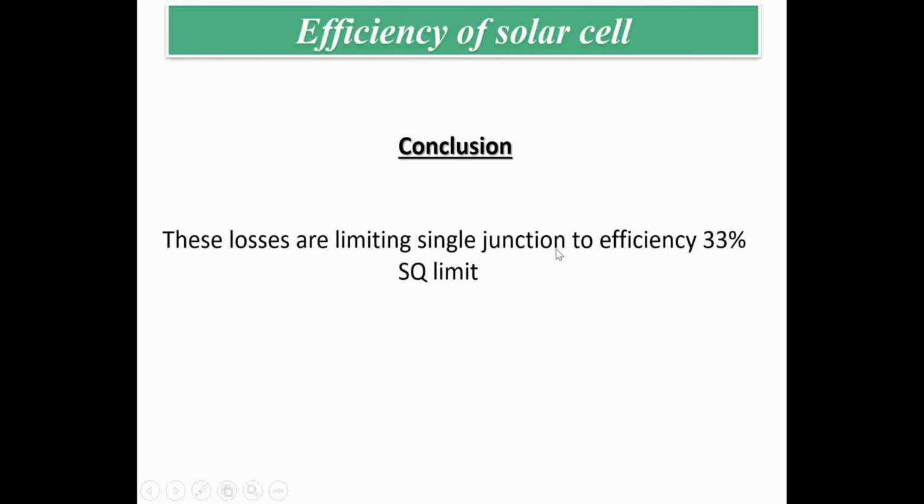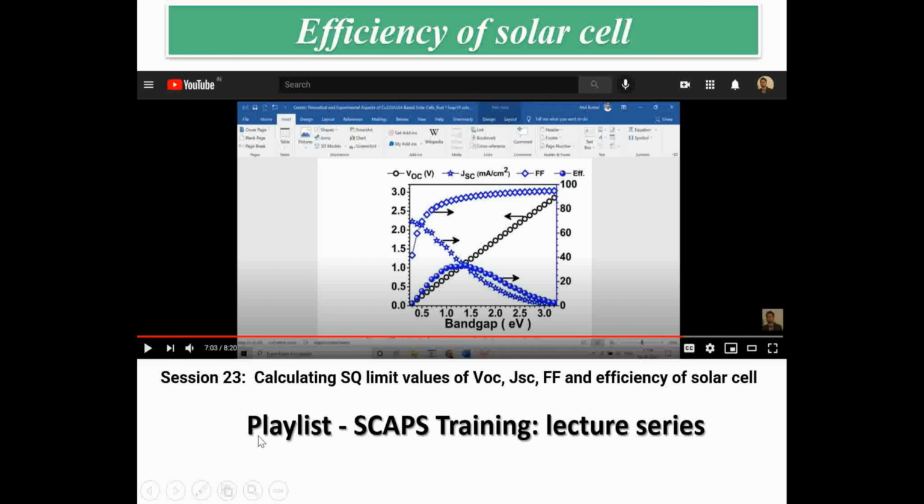To overcome these losses, we have to decrease them: thermalization loss, nonabsorption loss, or other losses. One can go to our SCAPS training lecture series playlist, and in session 23 one can see at what band gap, what the parameters and efficiency are; all those parameters can be plotted using SCAPS. So that's all for today. In the next session we will see how to overcome the SQ limit.